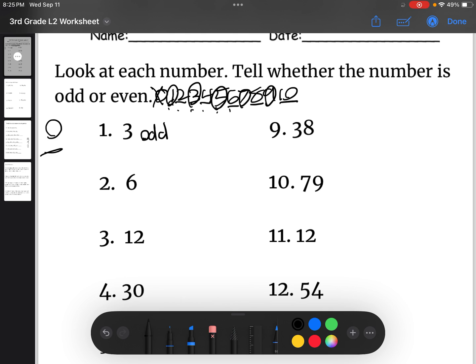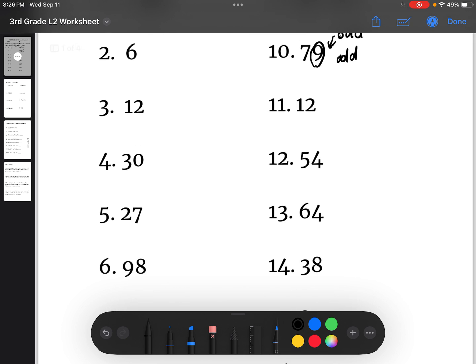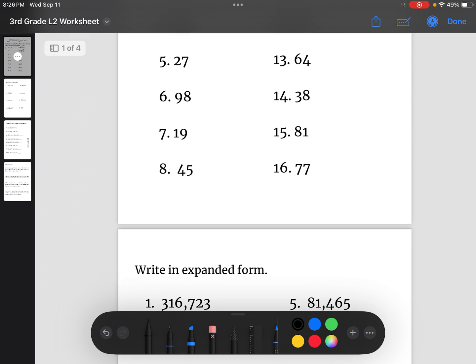Instead of just doing the same number line thing all the way until you get the number, we should look at the end digit here. If the ending digit is odd or even, so 8 is even, that means the number itself is going to be even. And like number 10 here, the ending digit is 9, which is odd. So that means the number 79 is also odd. So you can use this tactic to get all these types of questions right. Just make sure to look at the last digit when you're trying to find out if numbers are odd or even.